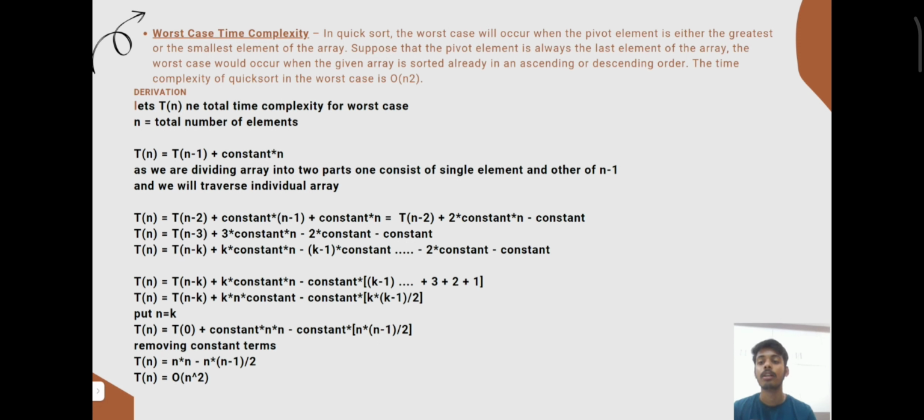Coming to the last one, worst case time complexity. In quicksort, the worst case will occur when the pivot element is either the greatest or the smallest element of the array. Suppose that the pivot element is always the last element of the array. The worst case would occur when the given array is already sorted in ascending or descending order. The time complexity of quicksort in the worst case is O of n square. As you can see, the derivation is given below the worst case time complexity. So the final T of n will be equal to O of n square.